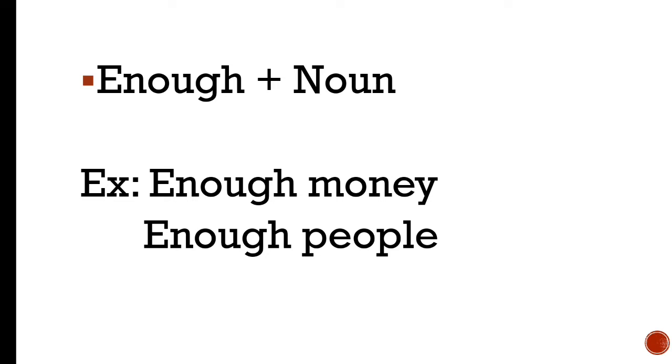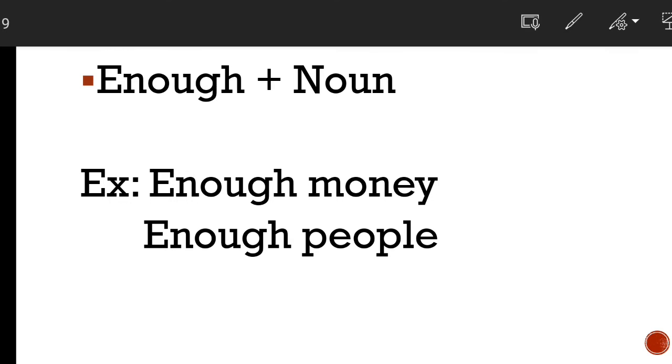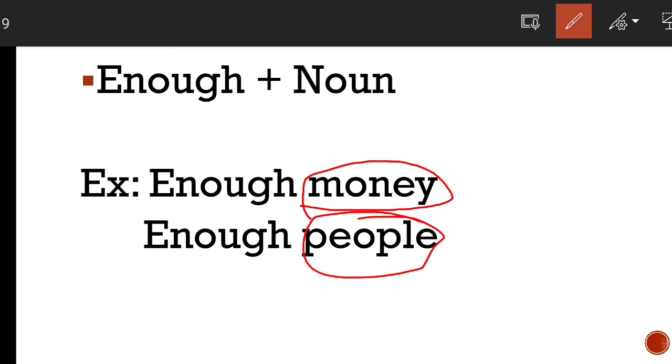So enough will be used before noun. For example, enough money. You see here money is a noun. So enough money. People is a noun. So enough people. So you have already seen the examples that I had shown you before, she has not got enough money, right? So after enough we will use noun.